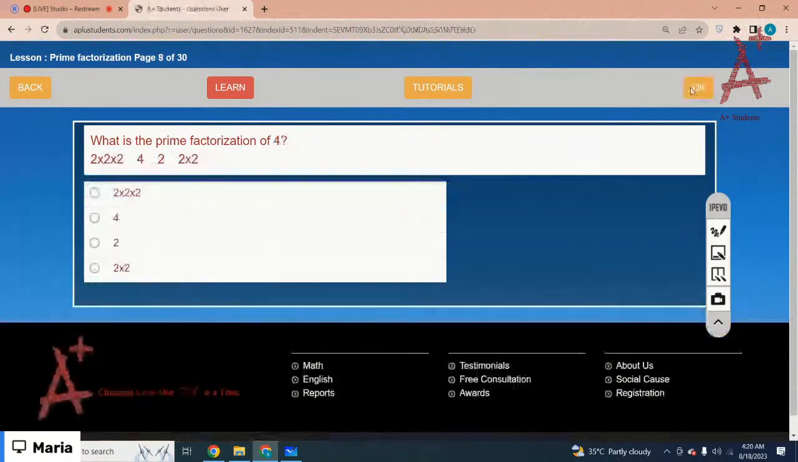What is the prime factorization of 4? Which is the correct option? 2 times 2 is 4, right? The correct option is 2 times 2.